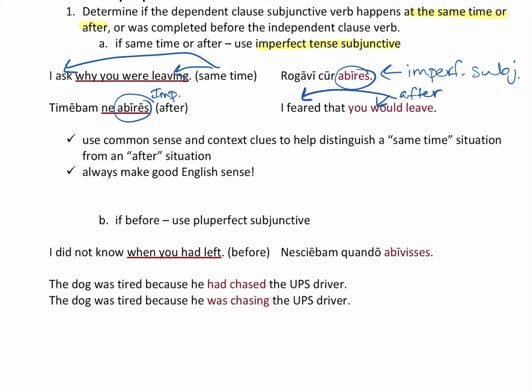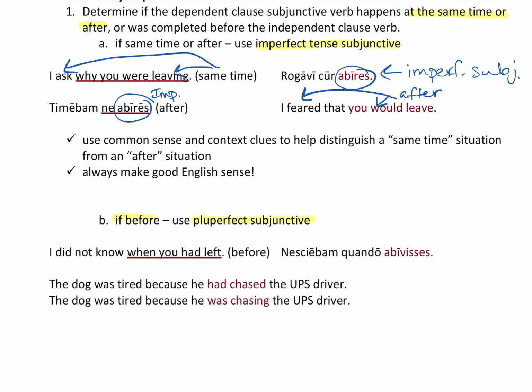Again, use common sense and context clues to help you tell a same time situation from an after situation. Remember, the translation needs to make good English sense. So if I just gave you the sentence, either of these sentences all by themselves, you would translate them as the same thing. It wouldn't be wrong because we don't have context. All right. If the action has been completed at the time before the main verb occurred, then you would conjugate the dependent clause as a pluperfect. So if it happens before, use the pluperfect.